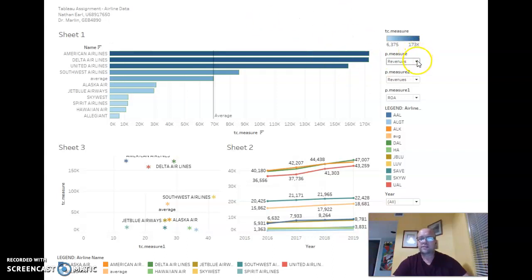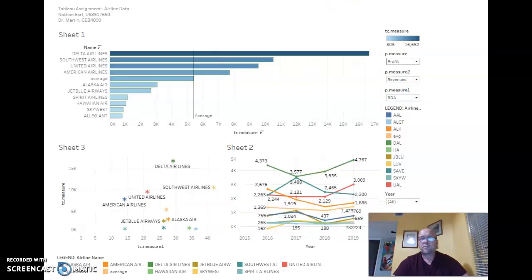With the same data and on the same table, we can actually compare revenues to profit. Profit tells us a different story, with Delta Airlines making the most profit, Southwest coming in at 2, United Airlines at 3, and then American Airlines actually in 4th place for profit. Allegiant is still in last place.